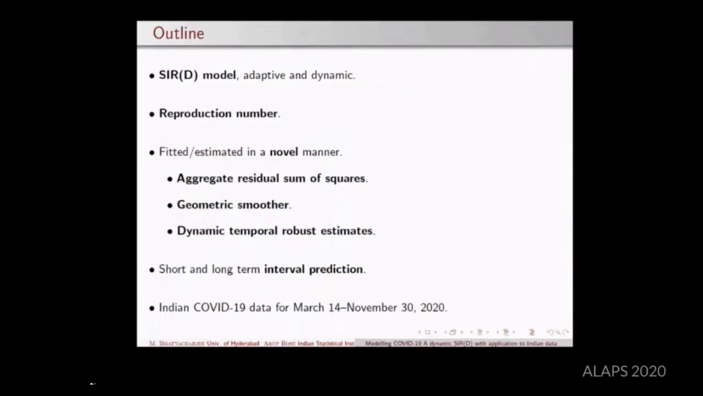For example, we have some novel ways of doing that. We use aggregated residual sum of squares. We use the geometric smoother, dynamic robust estimates. And then I'll show you how we do long-term interval predictions. So these methods are applicable in general. But I will be a little bit more specific when applying, and we'll see what happens when we apply this to Indian COVID data for the period March 14th, when it hit India, to November 30th.